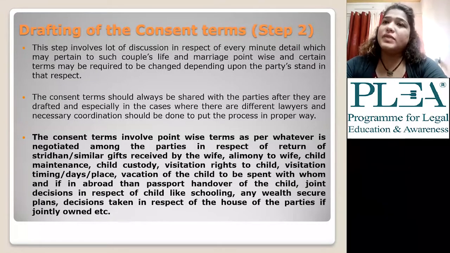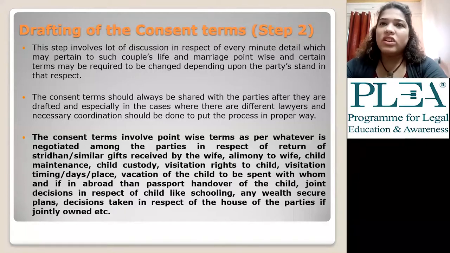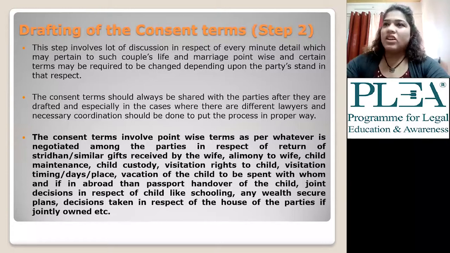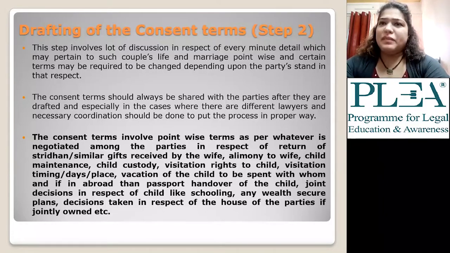Then the consent terms involve every minute point-wise detail of every term, as per whatever is negotiated among the parties. First is Stridhan. Stridhan is particular gifts, like jewelry, which are mostly given to women after they marry, from both sides, from their parents' side or from the in-laws. Then other similar gifts which may be there, like gifts the husband gave to the wife. Then the other aspect, as I said, visitation rights to the child or custody, depending.